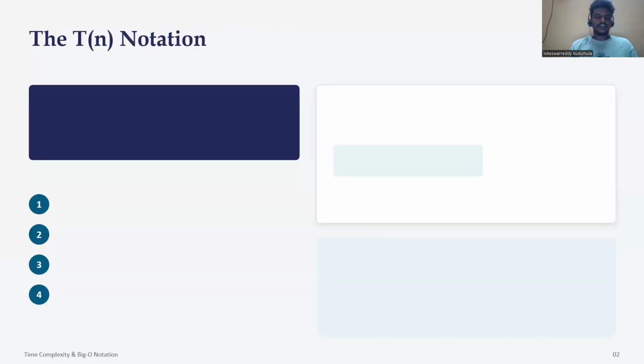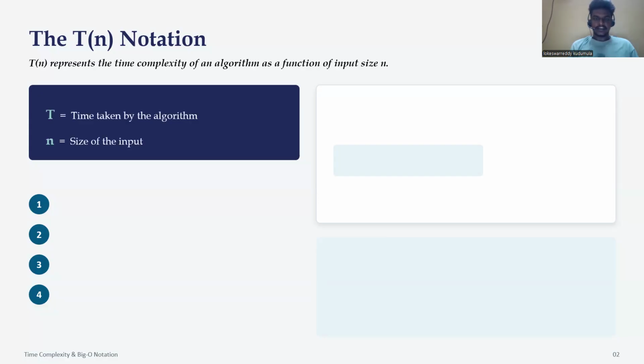Here we are representing T of n. T is the time taken by an algorithm and n is the size of the input. So T represents the time complexity of an algorithm as a function of input size n.